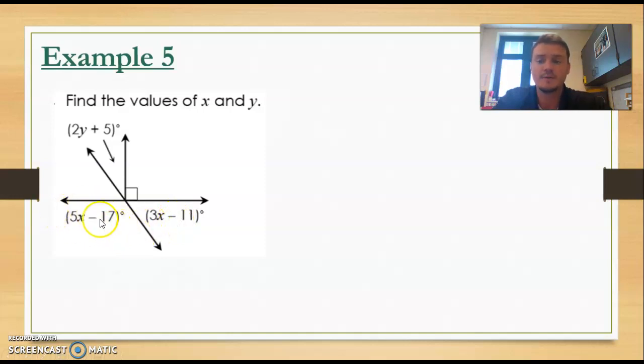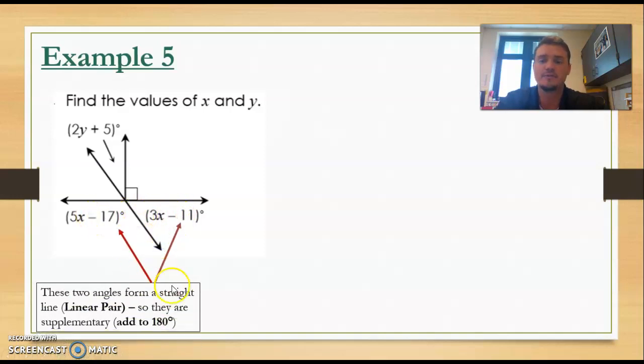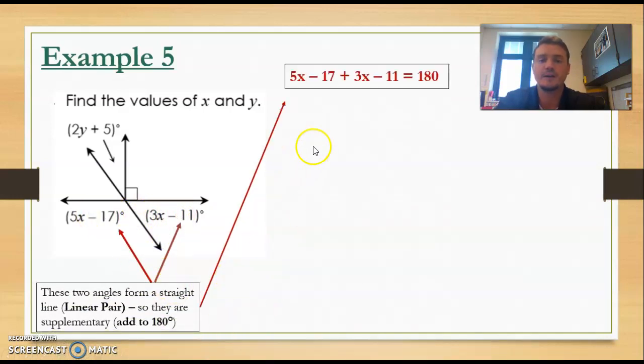Well, we should remember that these two angles here form a straight line. So that means that these two angles are a linear pair, which means that they're supplementary, which means that they add to 180 degrees. So first step in this problem is to add these angles together and set it equal to 180. Again, because these angles form a linear pair, they add to 180.